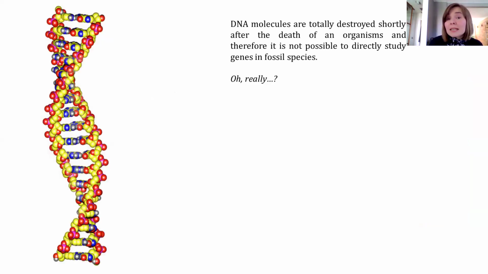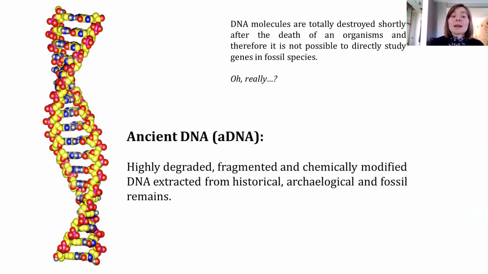For many, many years, it was commonly believed that studying DNA and retrieving DNA sequences is possible only for living organisms, and that it is not possible to directly study any genetic material from fossil species or from any fossilized material. This changed, and we now know that it is possible to obtain DNA from some historical, archaeological and fossil remains. This DNA is degraded, fragmented, and chemically modified, which makes studying it very complicated, but still it's possible to obtain the DNA sequence.